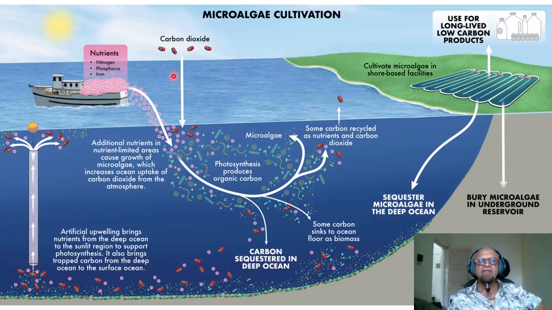And of course if you look at the numbers of molecules, you expect many more to go in and very few to come out if you do it correctly. But in the background the ocean is warming, the solubility is going down, and deoxygenation is happening, and so on and so forth. So you can also cultivate microalgae in shore-based facilities, farming of microalgae on land. So they can be used for long-lived low carbon products that we talked about before, and we can sequester microalgae in the deep ocean directly, or can bury microalgae in underground reservoirs.